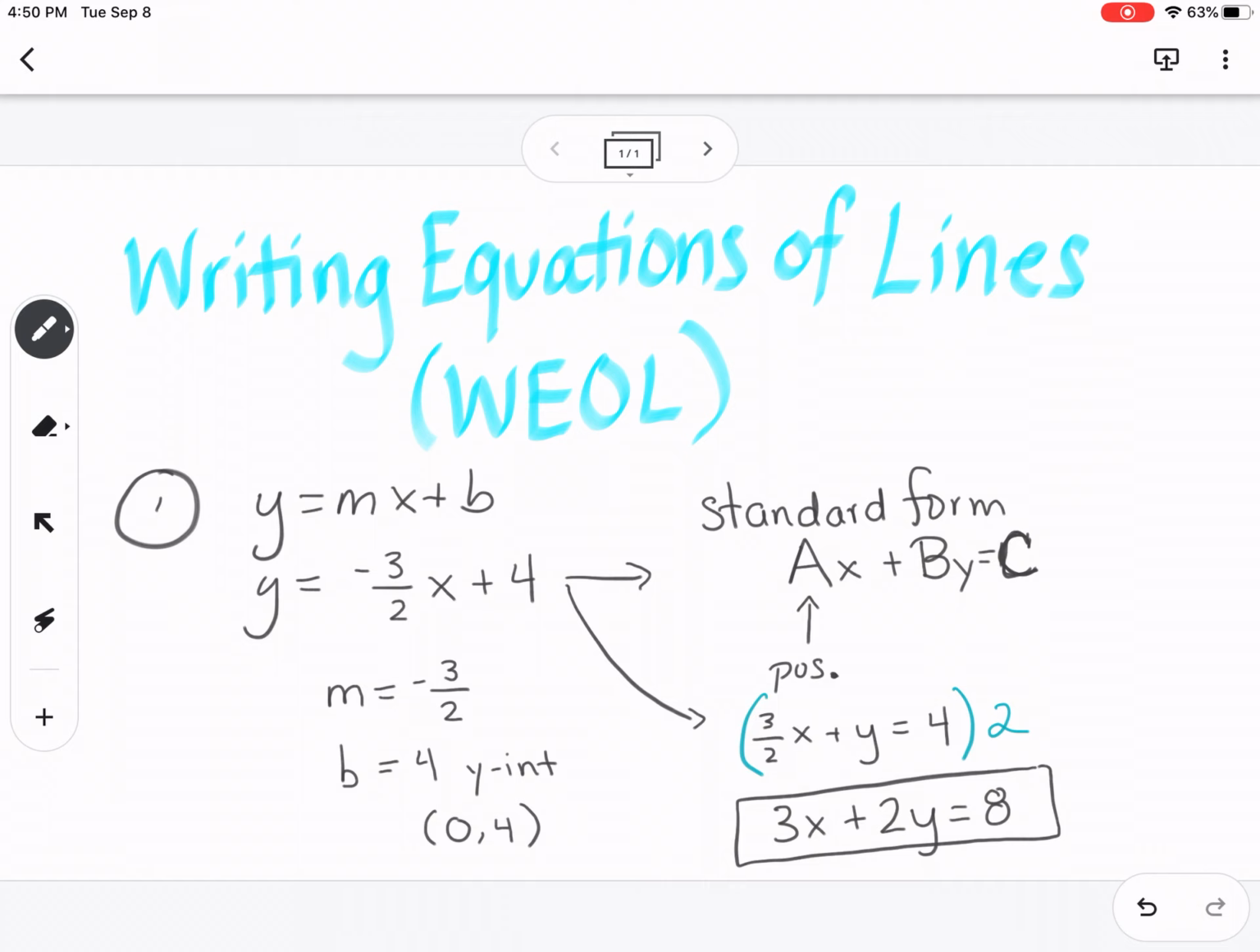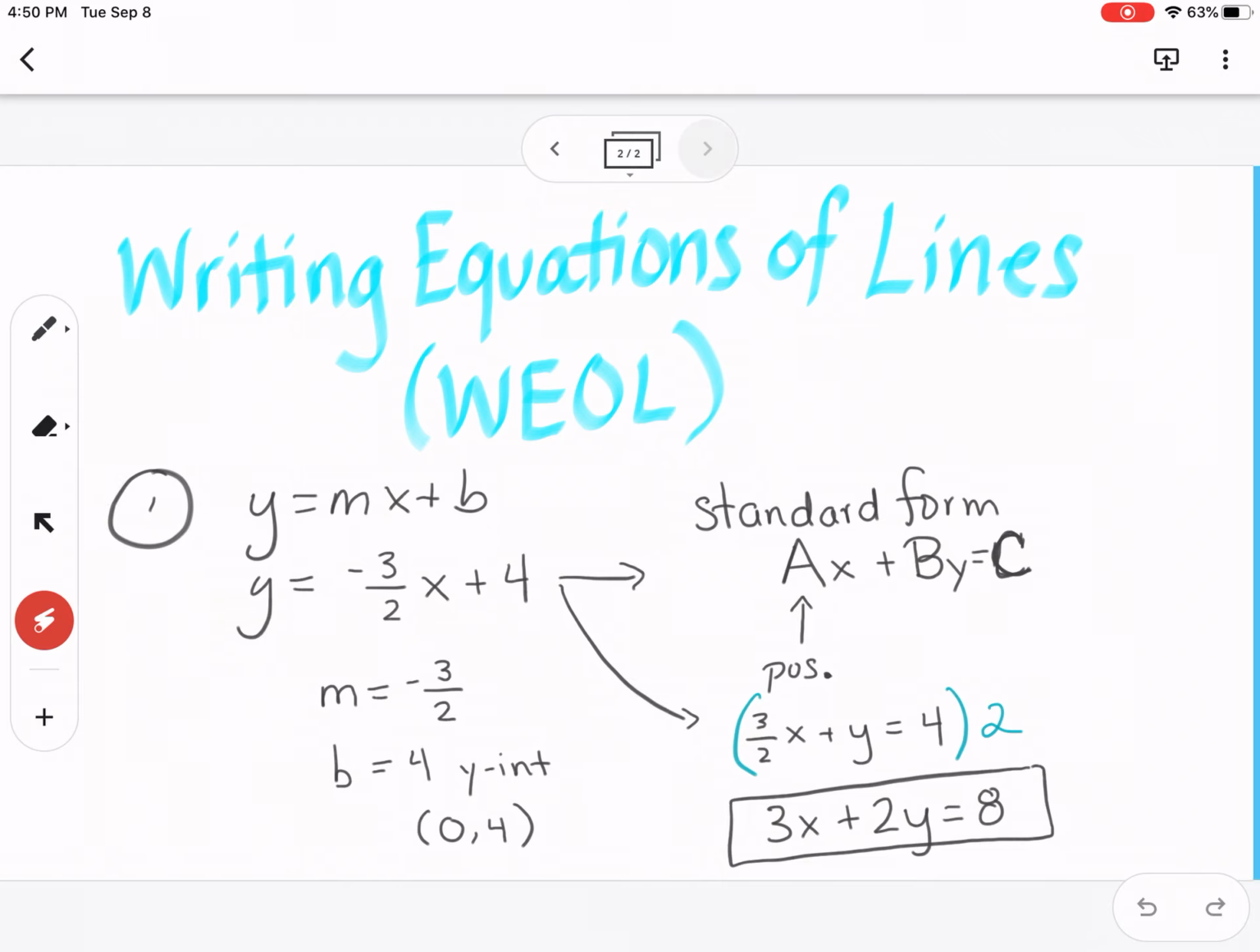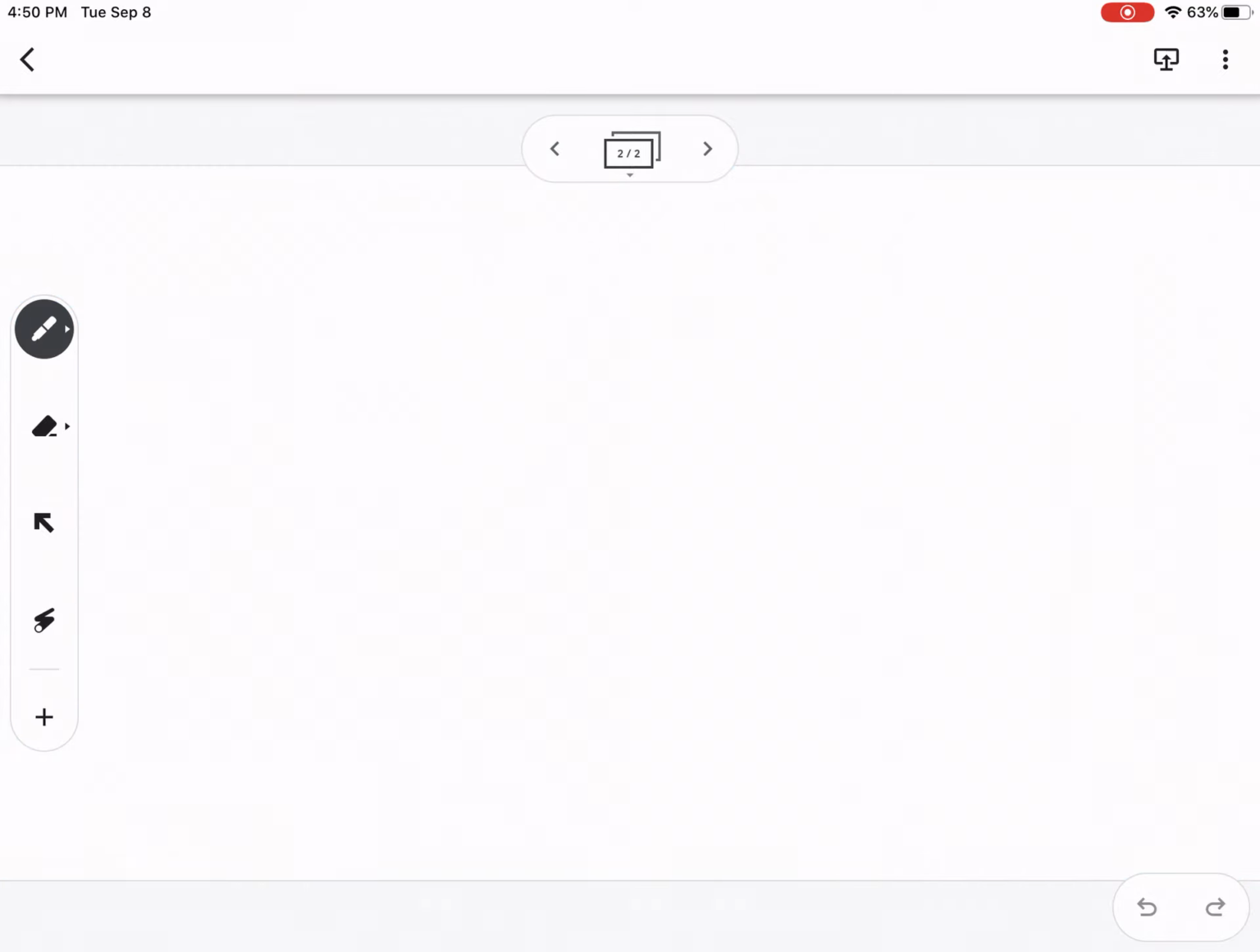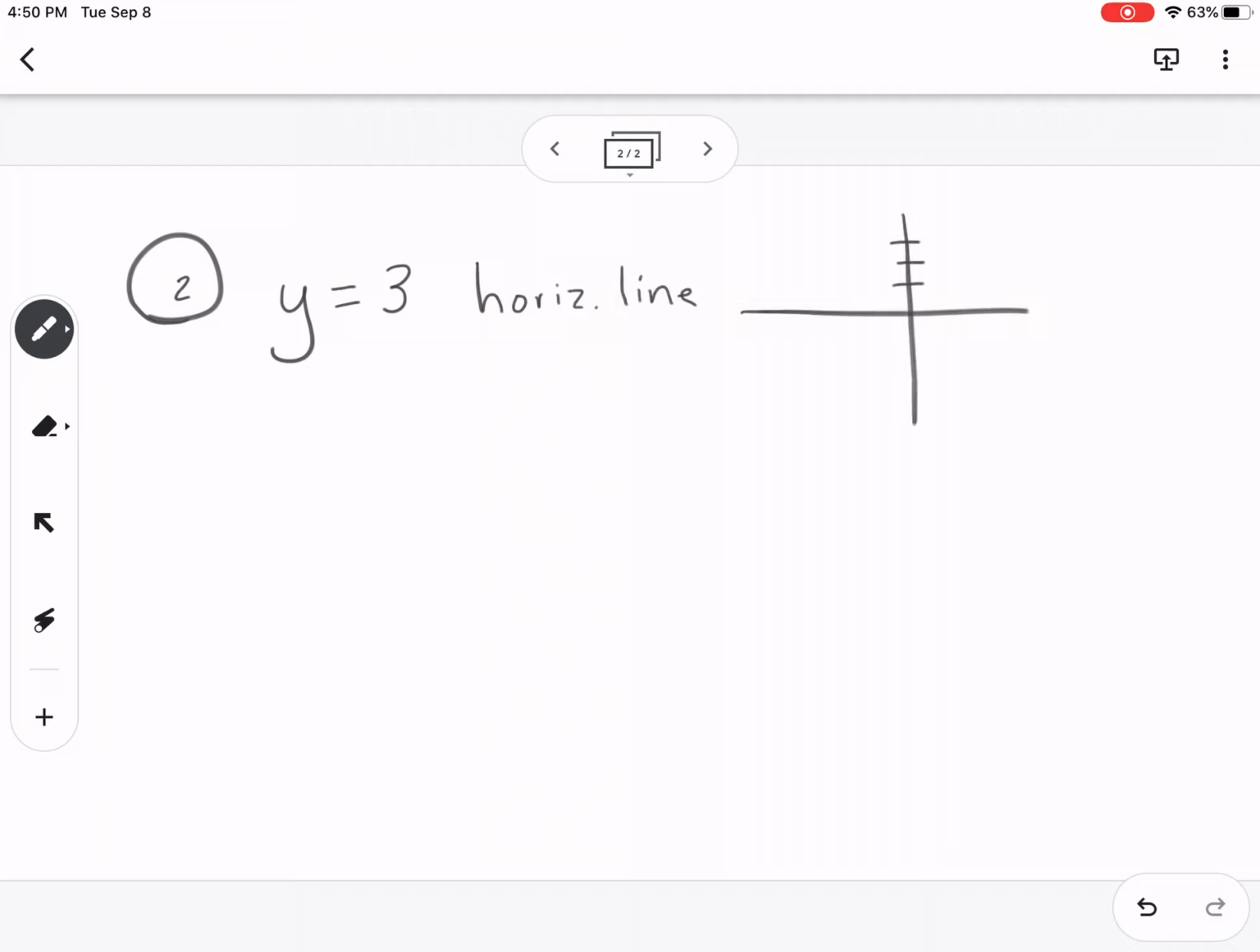If the 3/2 was negative in this problem, if we just pretend that was a negative, then I would have multiplied this equation by -2 instead to also get rid of that negative sign. Okay, if you have an equation that looks like this, y equals 3, this is a horizontal line. It would look something like this. For that, we have an m value of 0, and our y-intercept would be 3, or (0, 3).